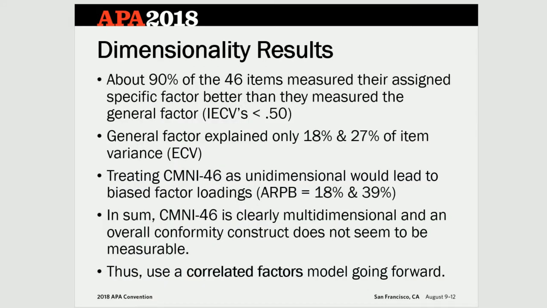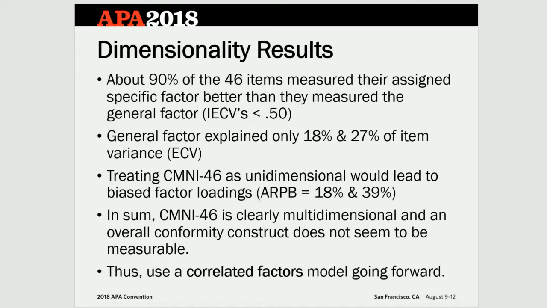And Dueber's calculator provides a wealth of ancillary bifactor measures. I'll mention a few here. For the dimensionality results, about 90% of the 46 items measured their assigned specific factor better than they measured the general factor, as was captured by the IECVs, the individual explained common variances, being less than 50. Likewise, the general factor explained only about 18% to 27% of item variance, as captured by the explained common variance for the general factor coefficient.